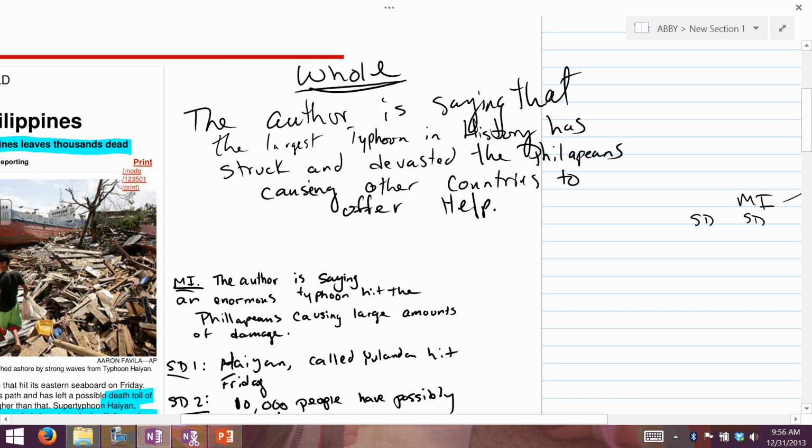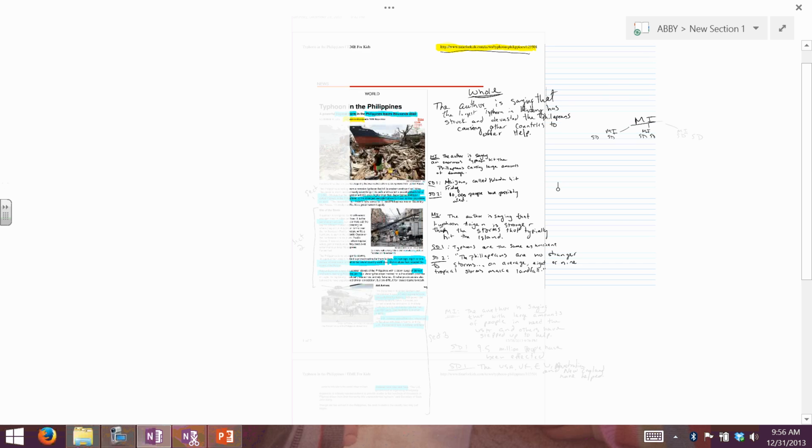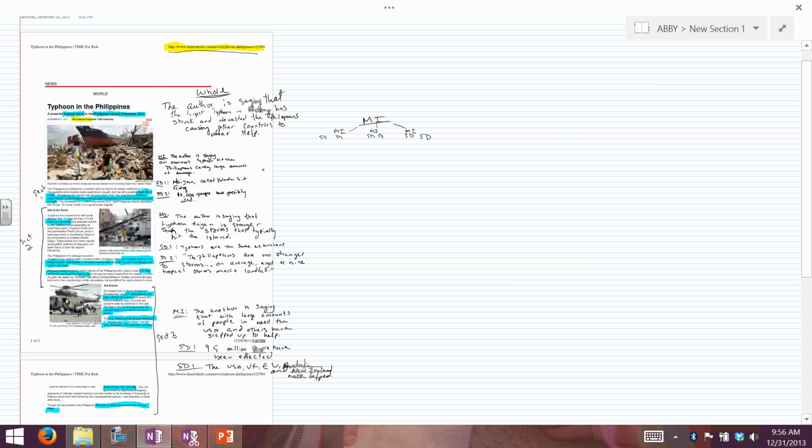Our supporting details for the main thing are here, here, and here. So, in essence, now we have a full reading, close reading. We have a main idea of the whole thing. We have supporting details that correlate to each section. And we are ready to write. We're ready to write about this whole reading.